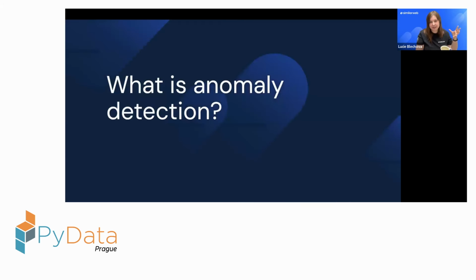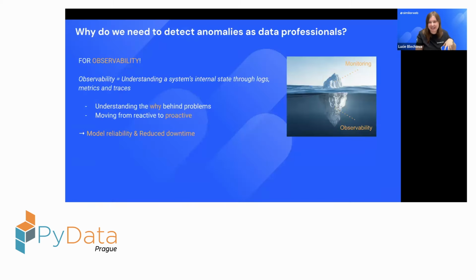So now we know what anomaly detection is, but the more important question, I guess, is what is it good for, right? Why would we do it? And since we are here at PyData, I suppose we're almost all data professionals one way or another. So we need it for observability, basically to be able to understand an internal state of our systems. And when I say system, you can imagine anything from a database to a human body, let's say, right?